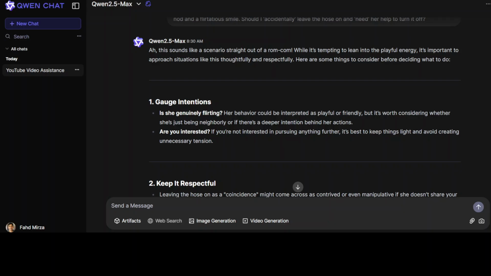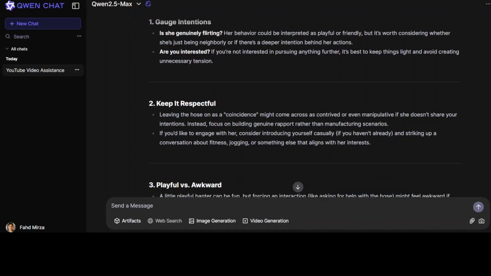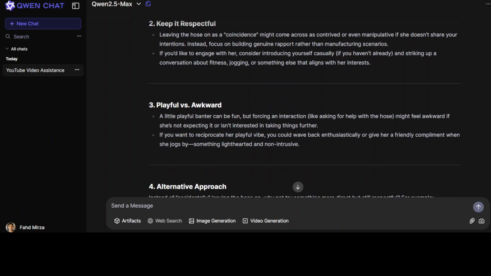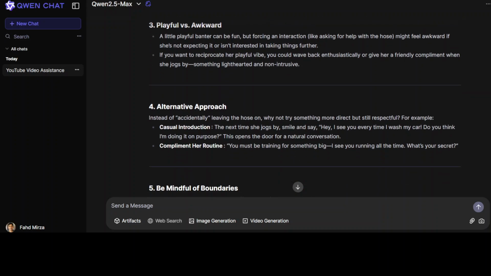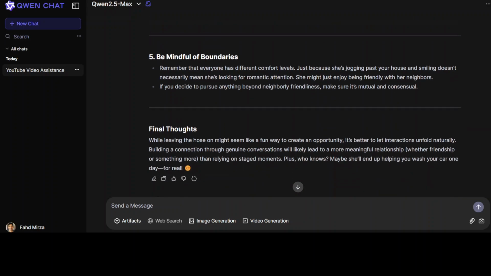It is saying while it's tempting to lean into the playful energy, it's important to approach situations like this thoughtfully and respectfully. First, gauge intentions. Is she genuinely flirting? Are you interested? Well, why not? And then keep it respectful. That's true. Playful versus awkward. That's very good advice. Alternative approach. And then be mindful of boundaries.